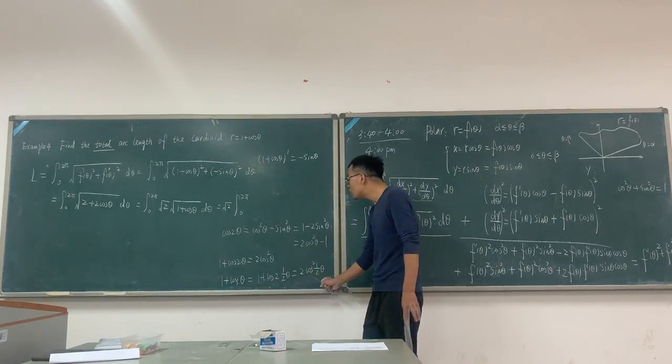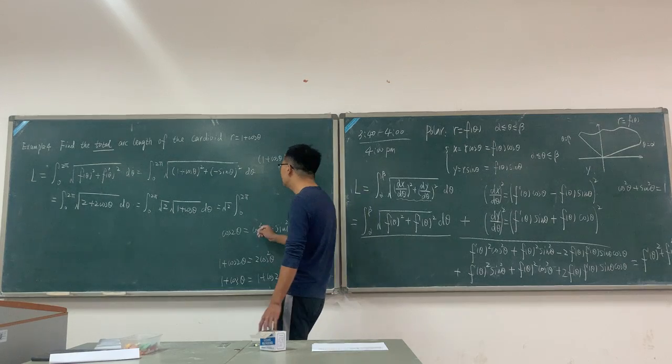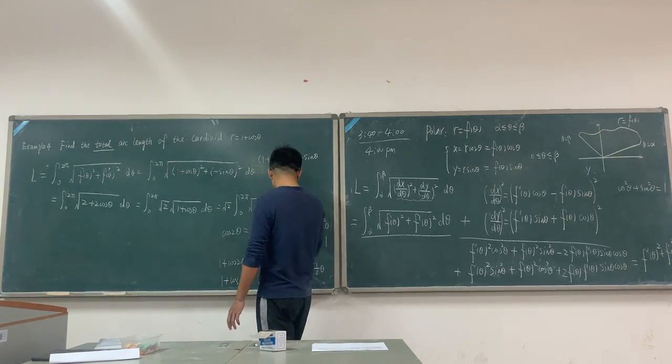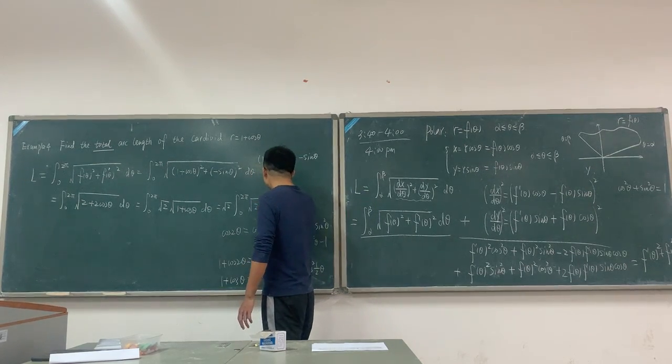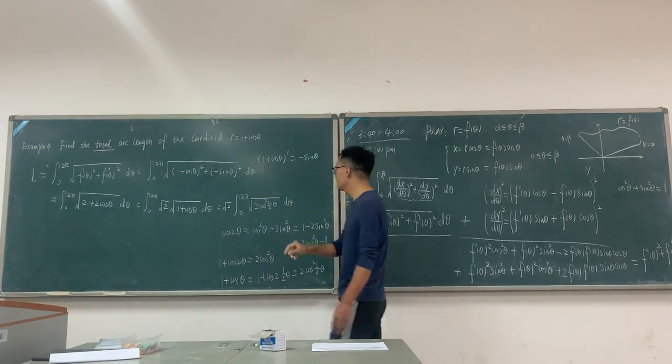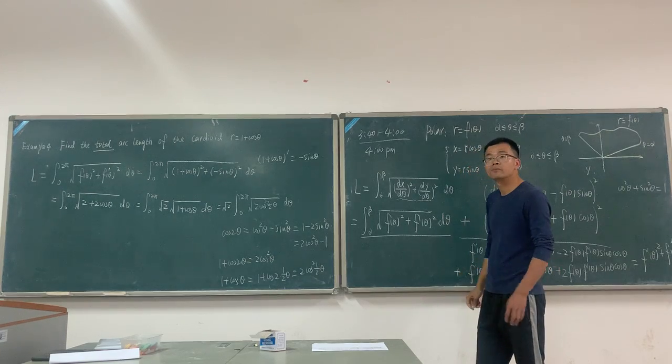So we use this formula. So here actually is the square root of 2 cosine 1/2 theta square, d theta, okay? That's how it is.